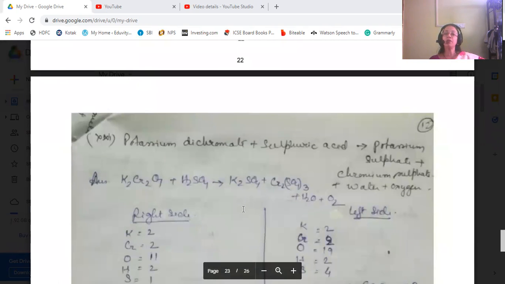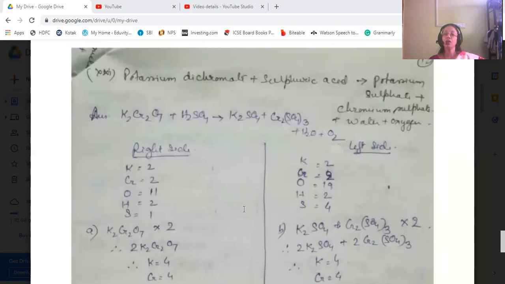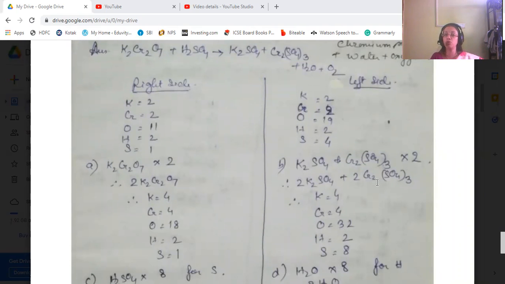Now potassium dichromate plus sulfuric acid gives us potassium sulfate plus chromium sulfate plus water and oxygen. Same thing. We write the first skeletal equation, that is K2Cr2O7 plus H2SO4 gives us K2SO4 plus Cr2(SO4)3, H2O plus O2. So on the right hand side, we get potassium 2, chromium 2, oxygen 11, hydrogen 2, sulfur 1. On the left hand side, potassium 2, chromium 2, oxygen 19, hydrogen 2, and sulfur 4.